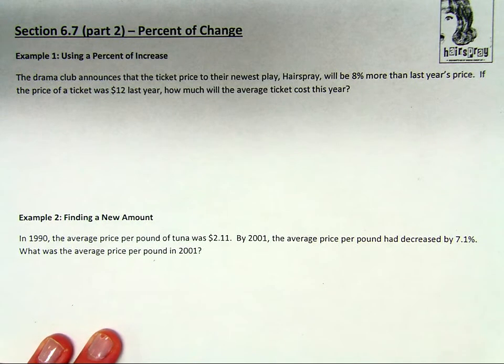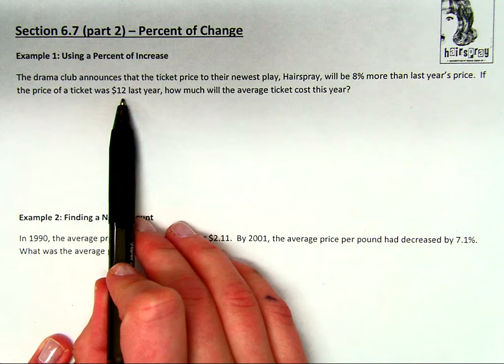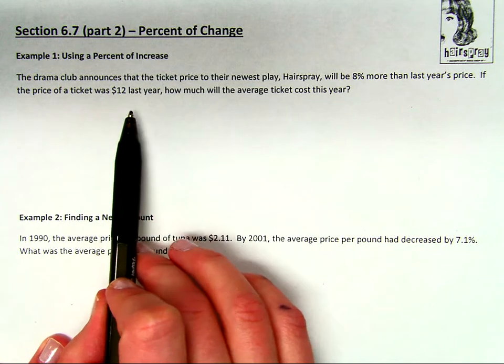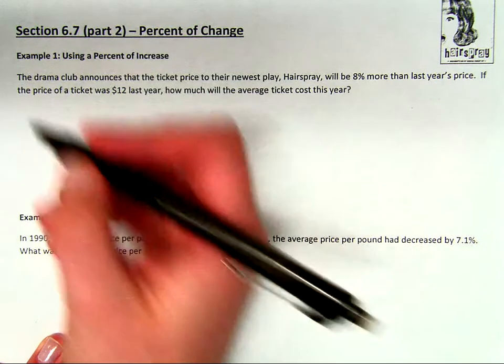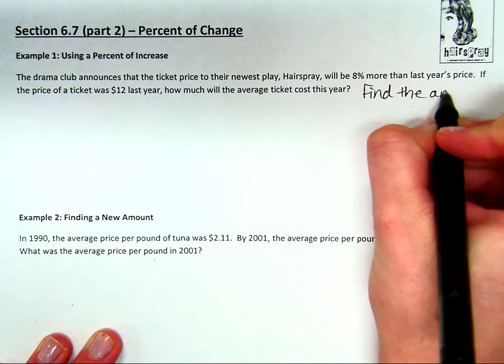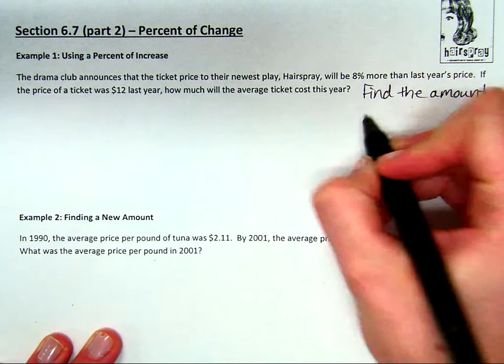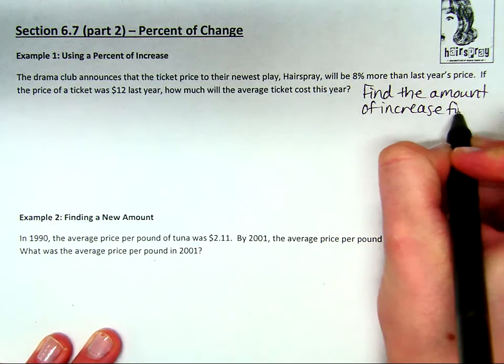Maybe they're looking to make some more money. Last year it was $12. So first we need to find, well, how many dollars is 8%? How much is the price actually going up? So we're going to find the amount of increase first.